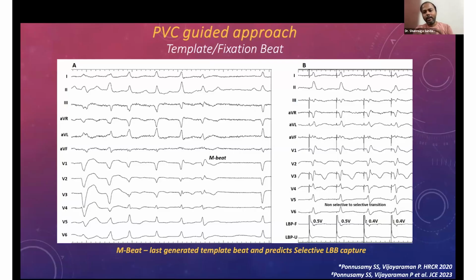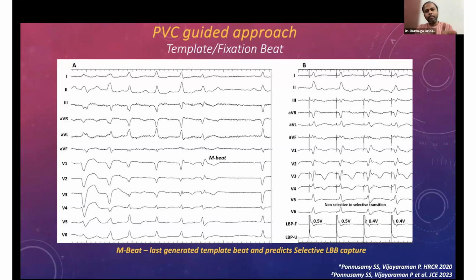So again, you need to provide a rapid rotation. This rapid movement will elicit PVCs, the so-called template beat or fixation beat with an RBBB morphology, which will tell you that you have reached the right spot. More specifically, when the template beat has an M pattern in lead V1, we call it an M beat. That tells you that the lead is already hitting the left bundle, and that should be the ultimate endpoint.